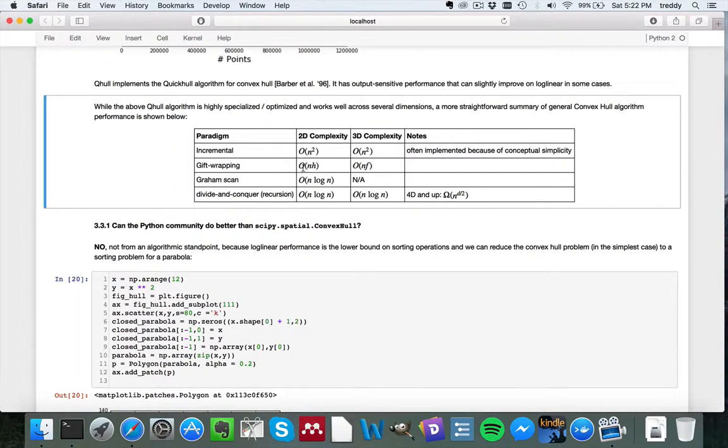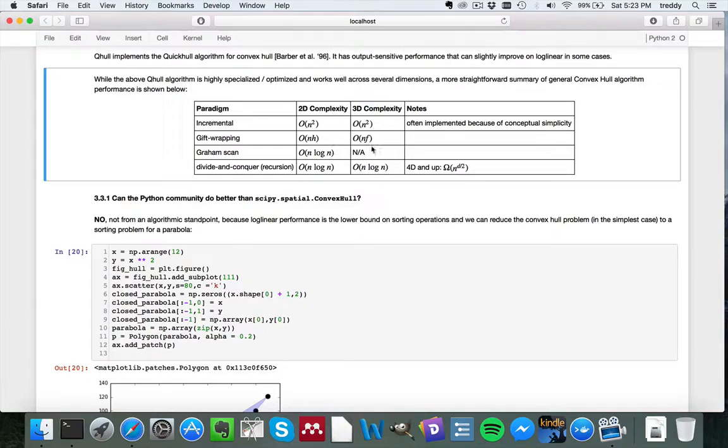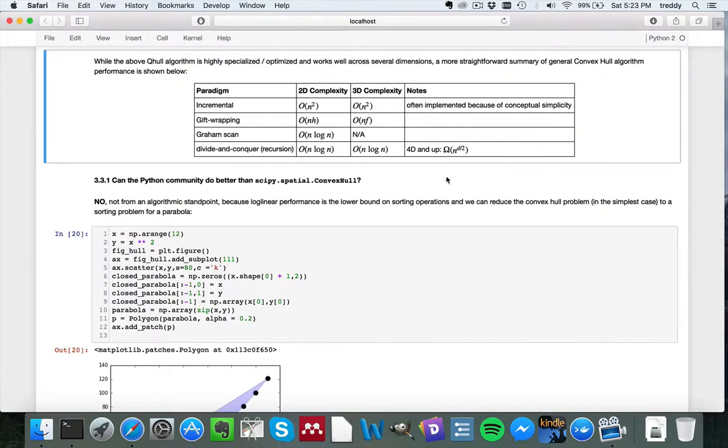This gift wrapping algorithm is kind of interesting in the sense that it's also output sensitive, since the number of points that end up on the hull determines how long it takes to run the calculation. And same thing in 3D, except in this case we're talking about the number of points on the faces of the polyhedron for the convex hull. So in three dimensions, the convex hull is more like a plastic bag wrapping around the data set. Graham scan, this one is optimal, but doesn't extend to 3D, and then the divide and conquer, this does extend to 3D, and its time complexity is optimal in both dimensions. But as you can see, in 4 dimensions or higher, it has a somewhat different time complexity.